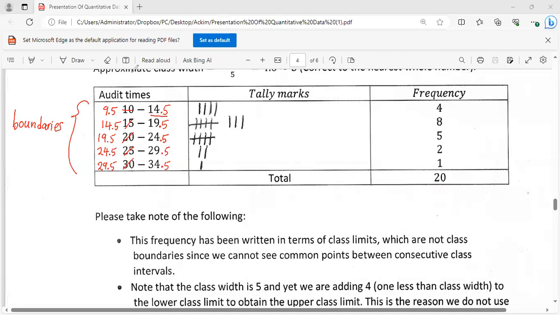Any questions? So in this case we have changed from limits to boundaries. Is that okay? Okay. When people are not responding, it means that they have understood.